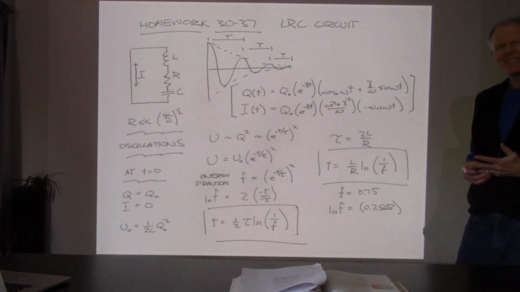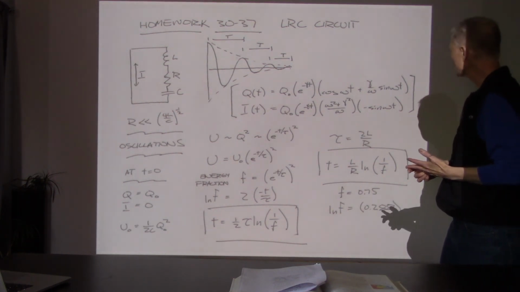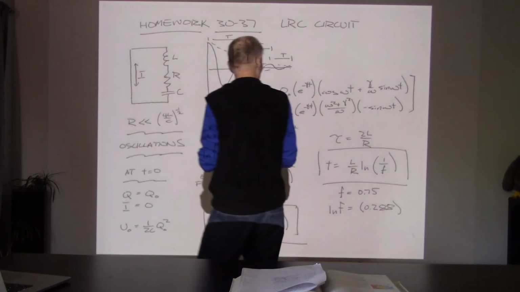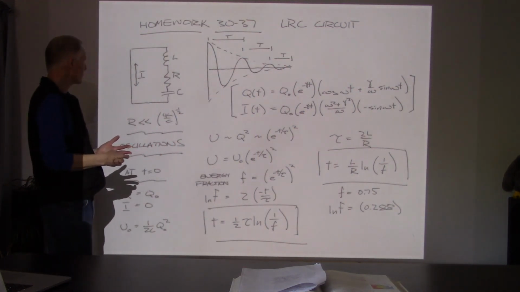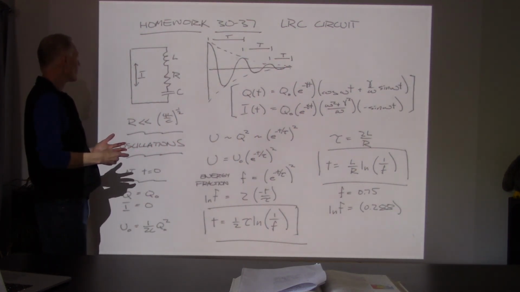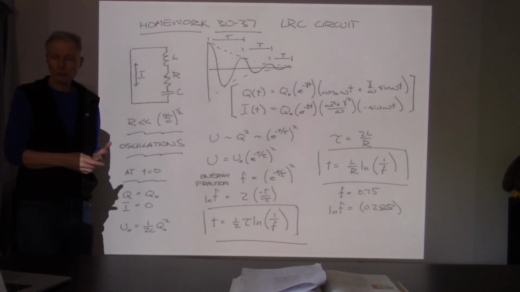We didn't need C, which makes me a little suspect, but we didn't. It turns out that didn't show up. It does not come into play with the exponential drop-off. That's an interesting observation.